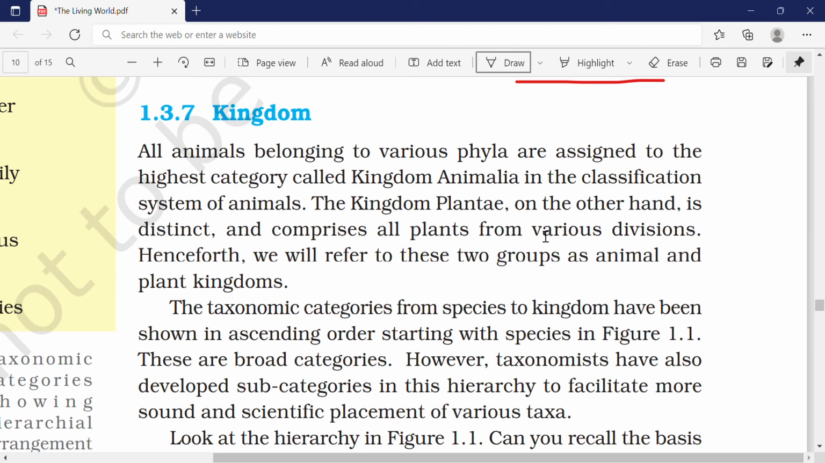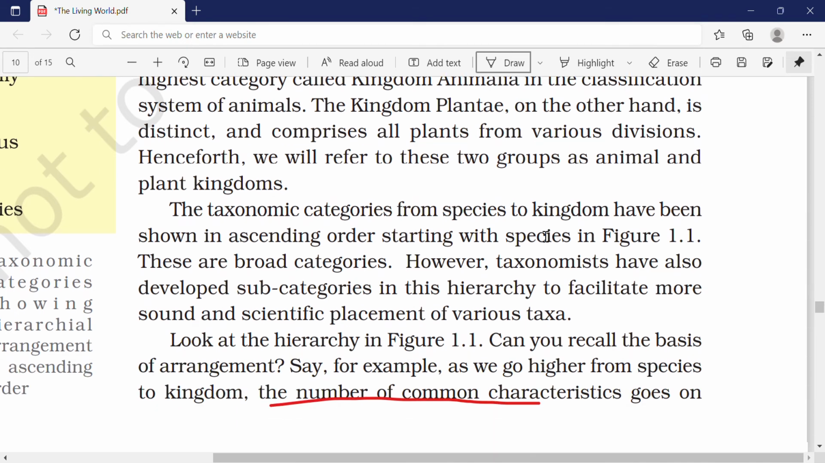Linnaeus gave binomial nomenclature, so "bi". He always gives things related to "bi" too. So Linnaeus gave binomial nomenclature, which means a single name has two components, that is the genus name and the specific epithet. And he also gave the two kingdom classification.